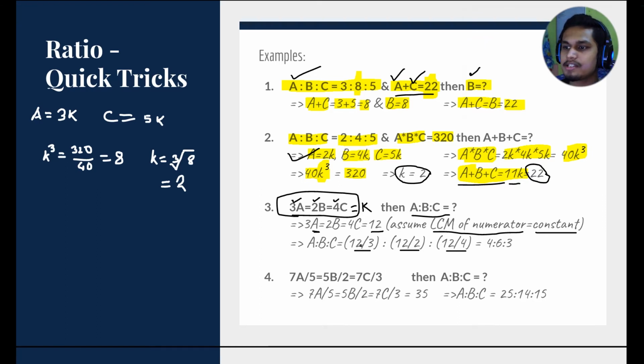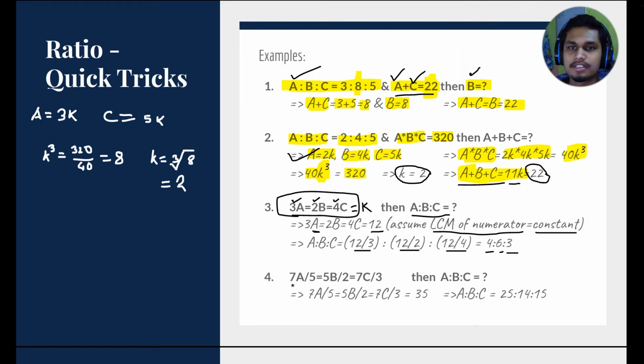And you can just divide this LCM with 3 and you will get 4, 6 and 3 respectively. The ratio will become 4:6:3. Let's move on to the next problem.